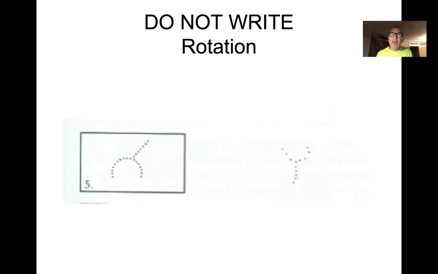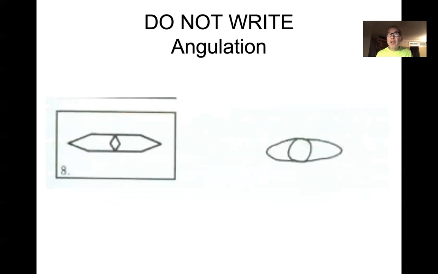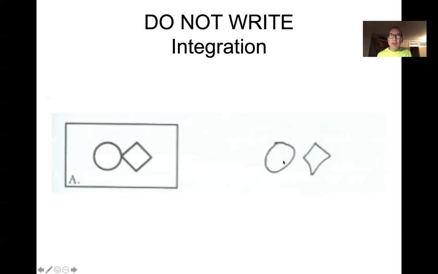Alrighty, card 8. Now here are some of the distortions you may see, right? Like a rotation in the design, loss of angulation. In this card, it's just kind of a scary eyeball staring at you. We got this, right? And they're not integrated, they're disintegrated.